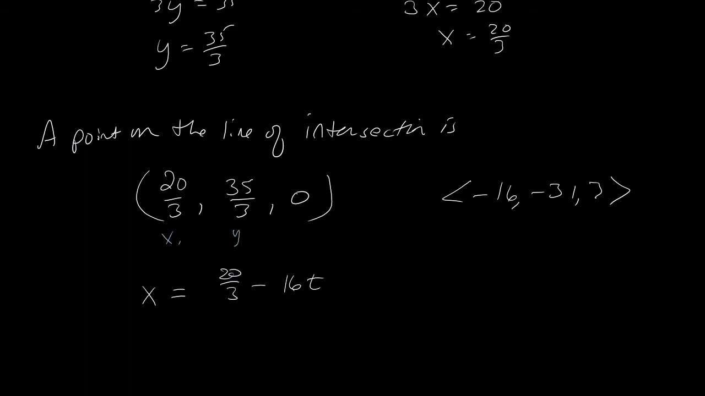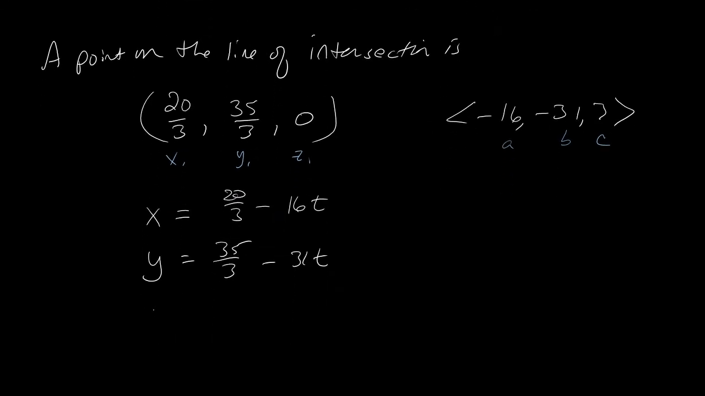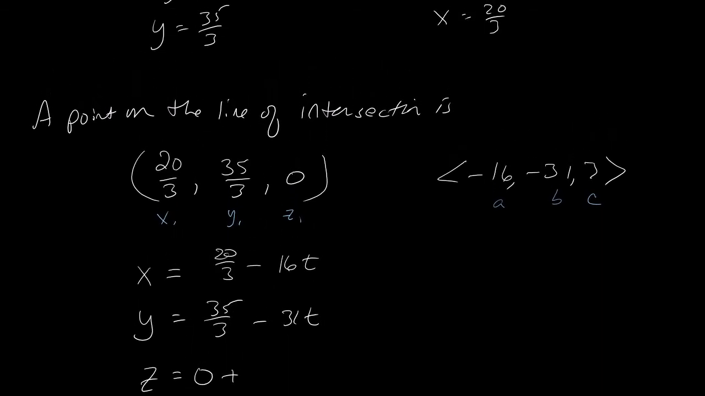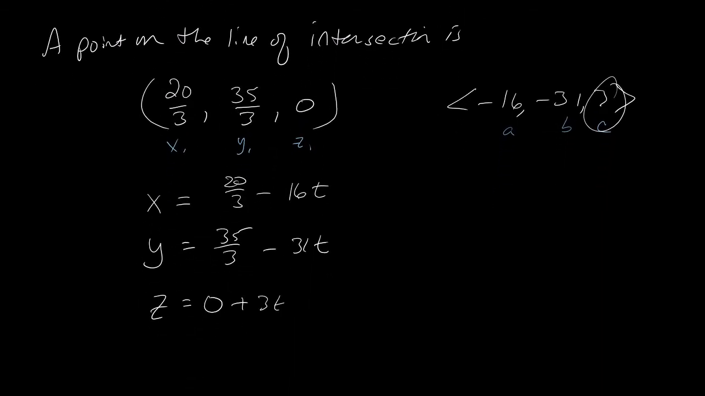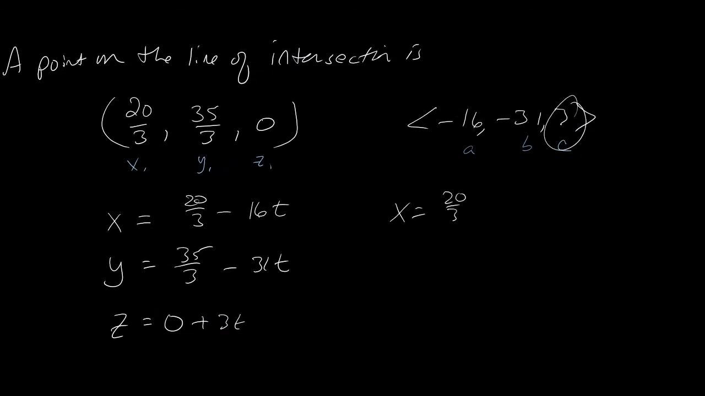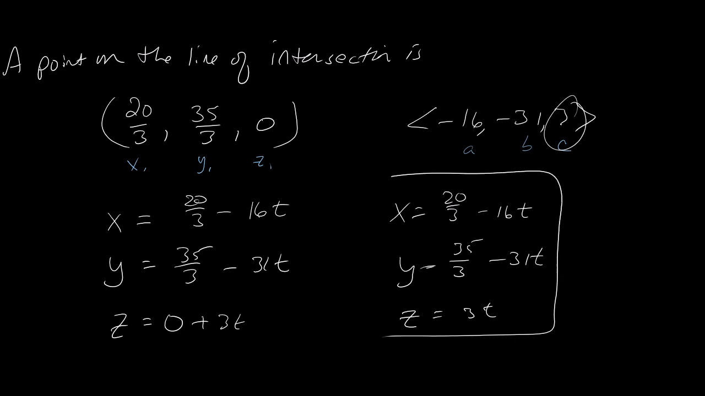Remember, this is my x1, y1, z1, and this is the A, B, and C, which are our directions in the x direction, y direction, and z direction. They're going to give us the magnitude of the change in that direction. So there's x. Y is equal to 35 over 3 minus 31t, and then z is equal to 0 plus 3t. Okay, so that is x equal to 20 thirds minus 16t, y equal to 35 thirds minus 31t, and z equal to 3t. Boom, there we go.